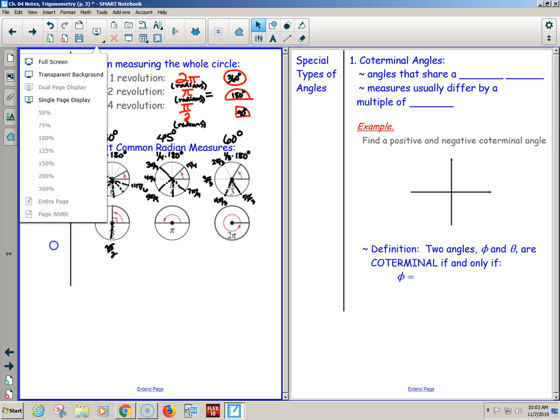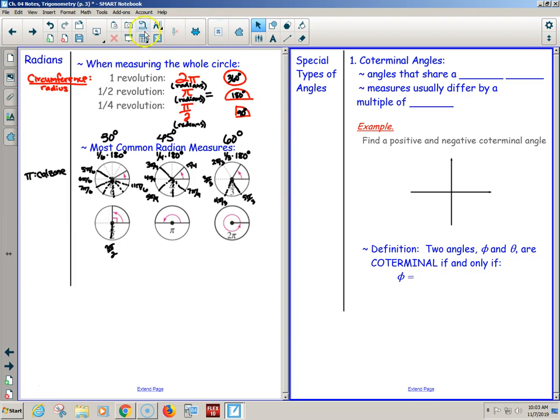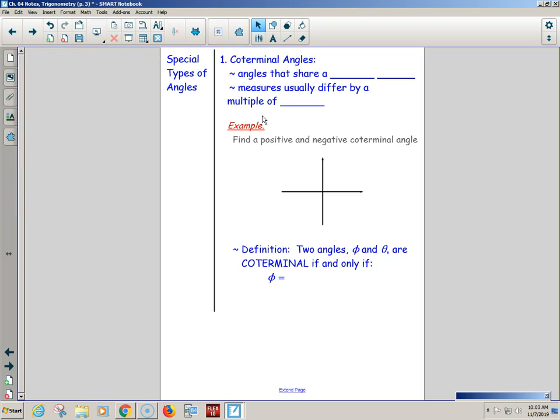What am I preparing you for? The unit circle. Is it section 4.1? No. Okay, so let's get off of that and start talking about other stuff that you do need to know for homework. So here we go.